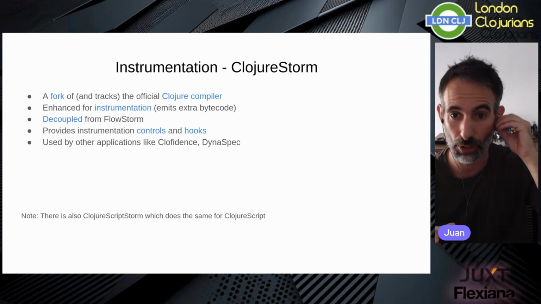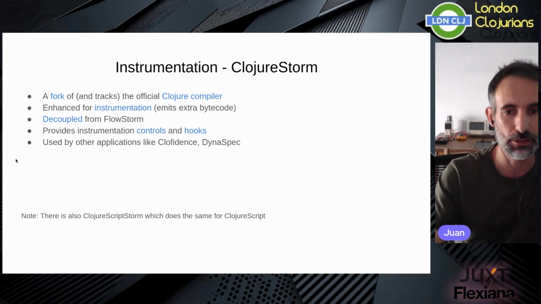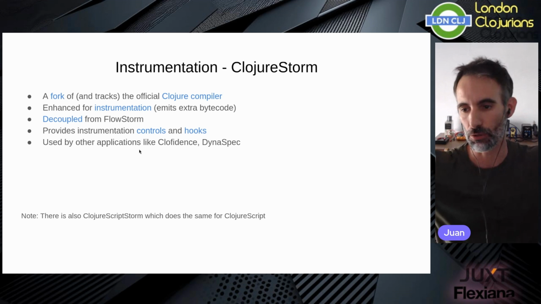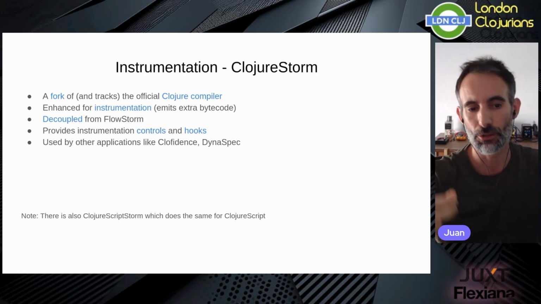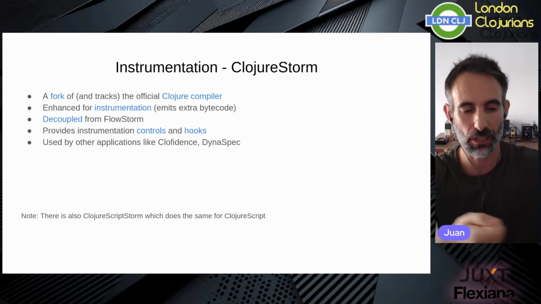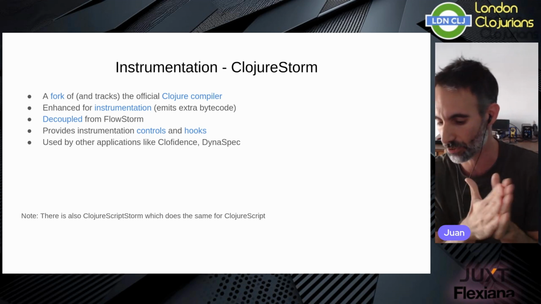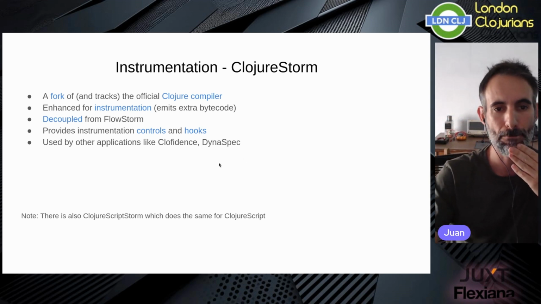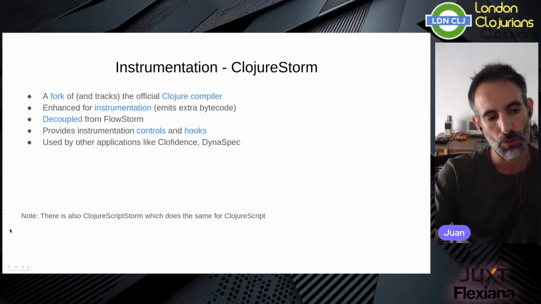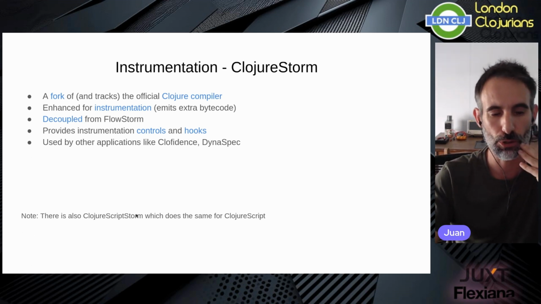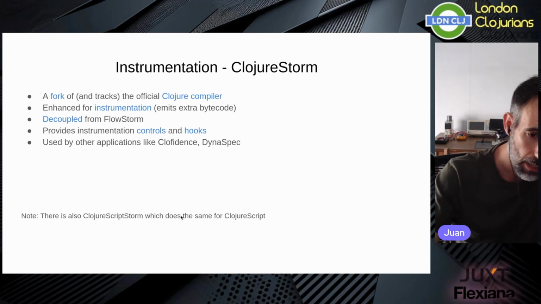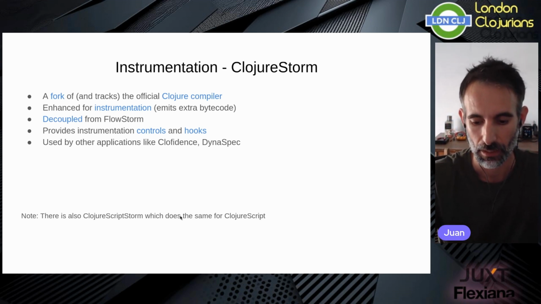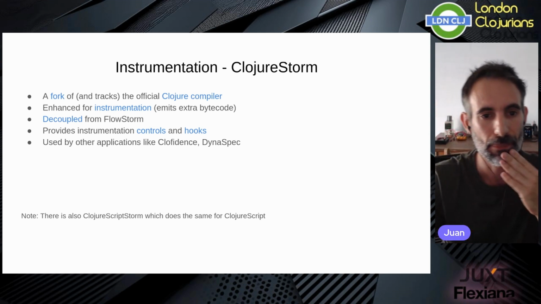It's decoupled from FlowStorm. I want to mention this also because it's a project that's decoupled from FlowStorm, so you can use it on your own project. It will provide instrumentation controls and hooks, and it's currently being used by other applications like Clofidence, which is about test coverage, and Dynasty. I also want to note that there is ClojureScriptStorm, which does the same thing for ClojureScript. So it's a ClojureScript compiler fork.